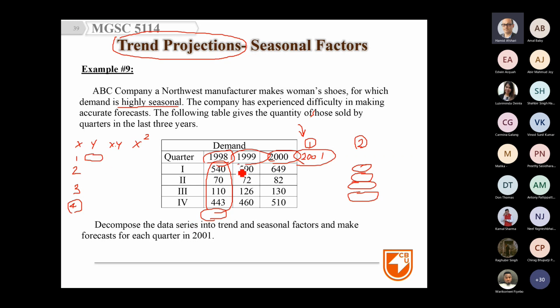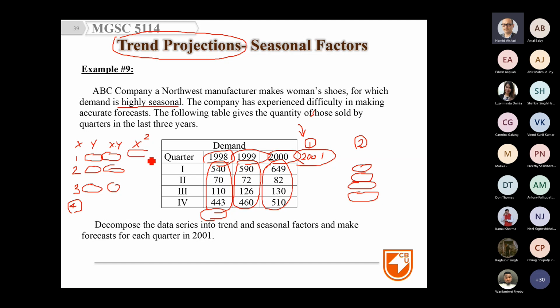So I'm going to write it here. How much is the summation of all demand per different seasons for year 1999? I'm going to write it down here. How much is the summation of all demands per different seasons for year 2000? I will write it down here. Okay? Then I'm able to calculate x multiplied by y.